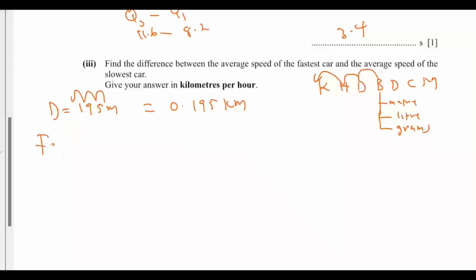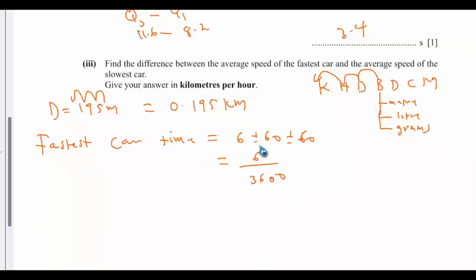Okay, so we have the time taken by the fastest car. The fastest car time will be equal to 6 seconds. Then you divide by 60, that will be minute. You divide by 60 again, that will be hour. So it's like you're having 6 out of 3600. Dividing by 60 and by 60 again is the same as dividing by 3600. So this will be in hour now.